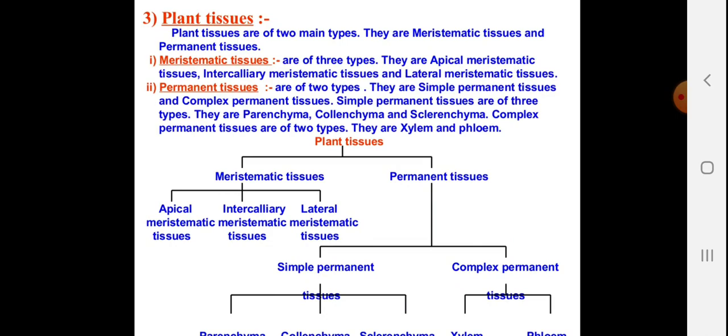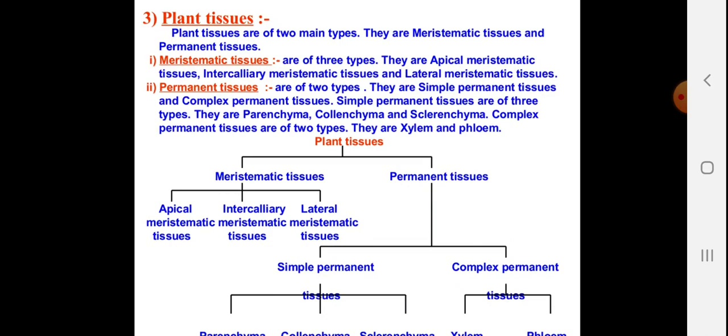Now you have to just remember this flow chart. Once you remember this flow chart, you can easily write about the types of tissue, and let me tell you, this is asked in examinations: write a note on plant tissues. So you can just write down the flow chart and explain in detail.